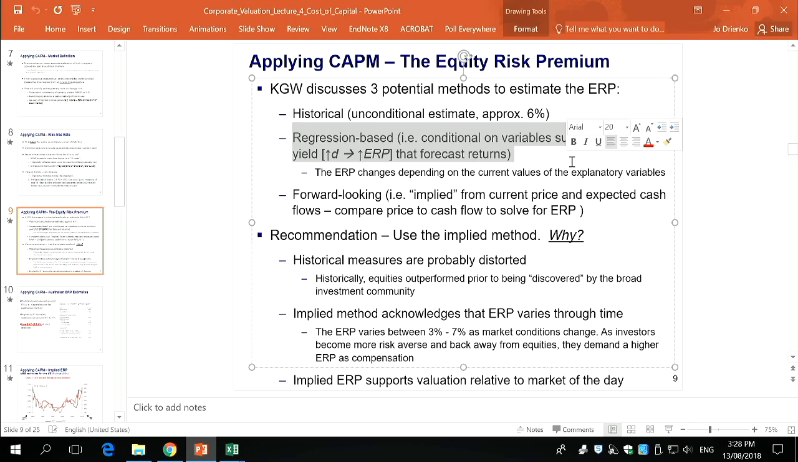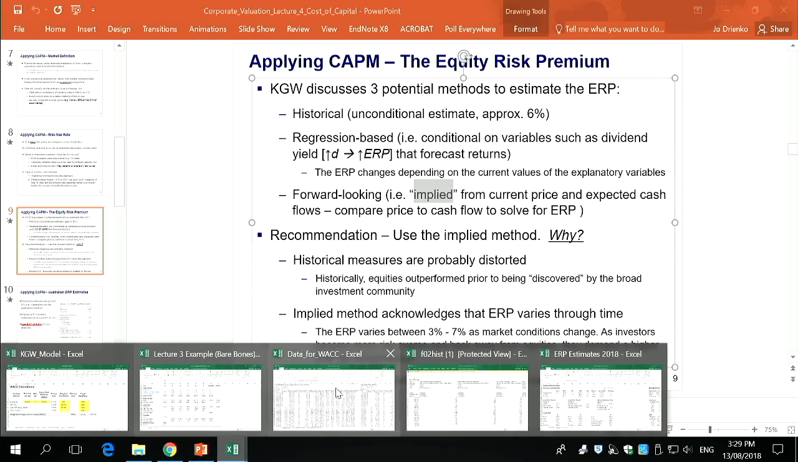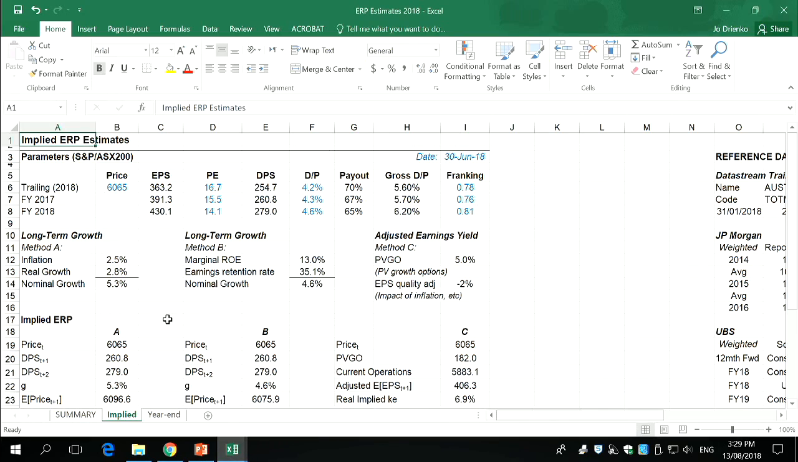The other one, which I probably like the most, it's not the best, but I can't find a better one, is an implied approach. So actually use a model of some kind. The model I have here is very simple. In practice, I would probably use a more complicated one, but it's based on the DDM, the dividend discount model, just discounting dividends to time 0.